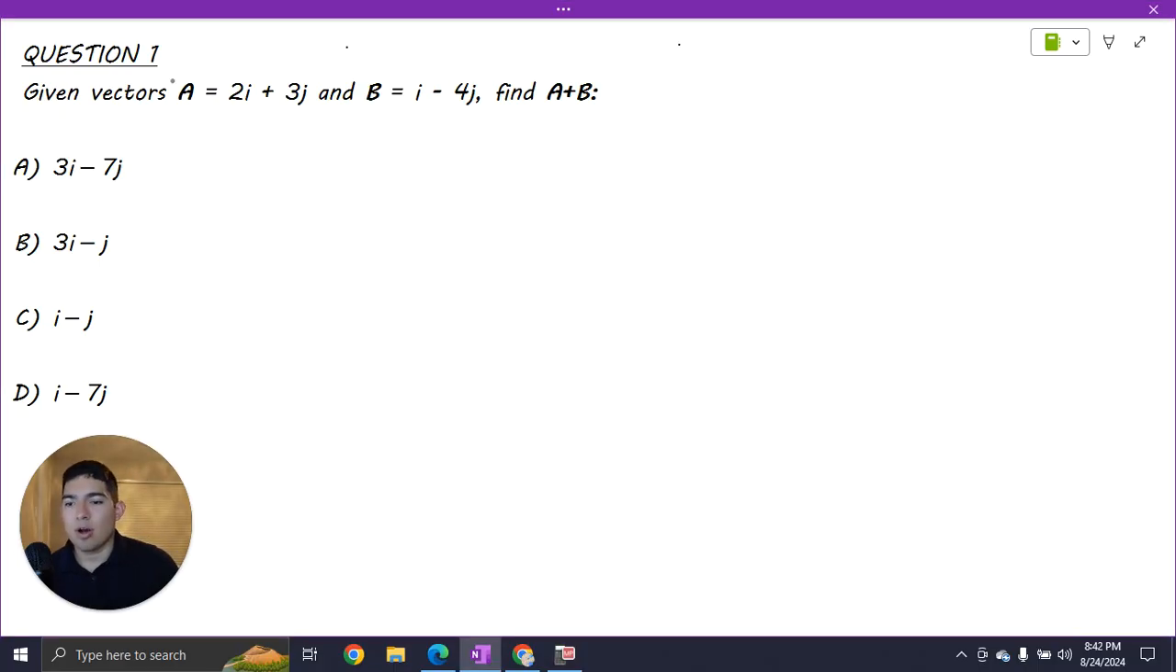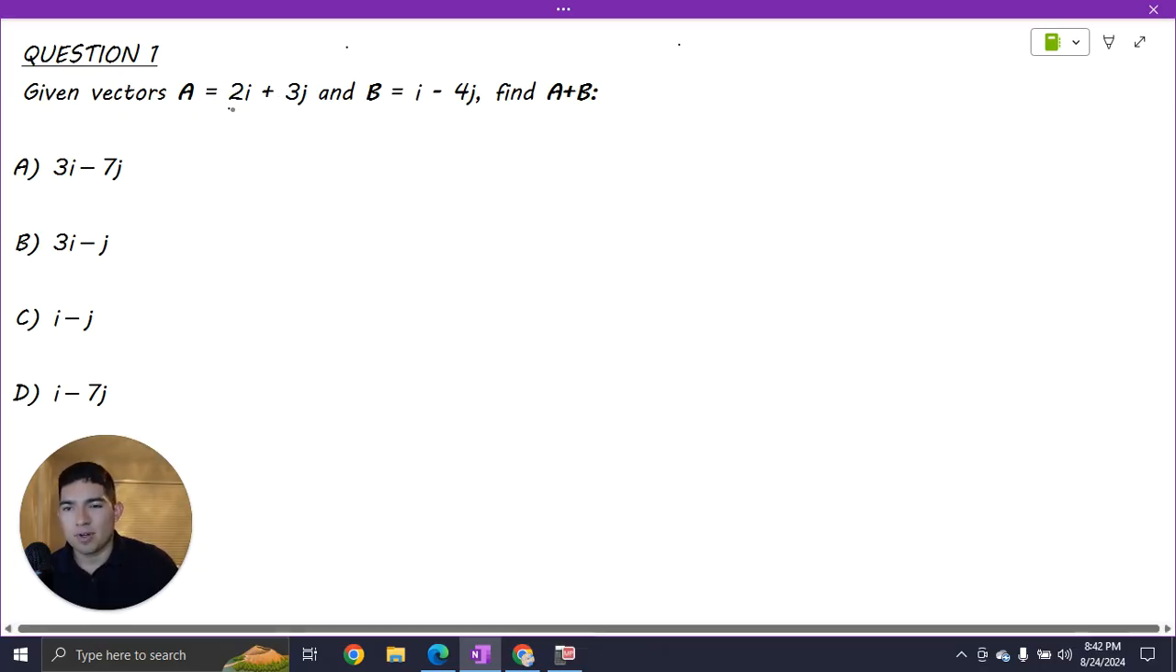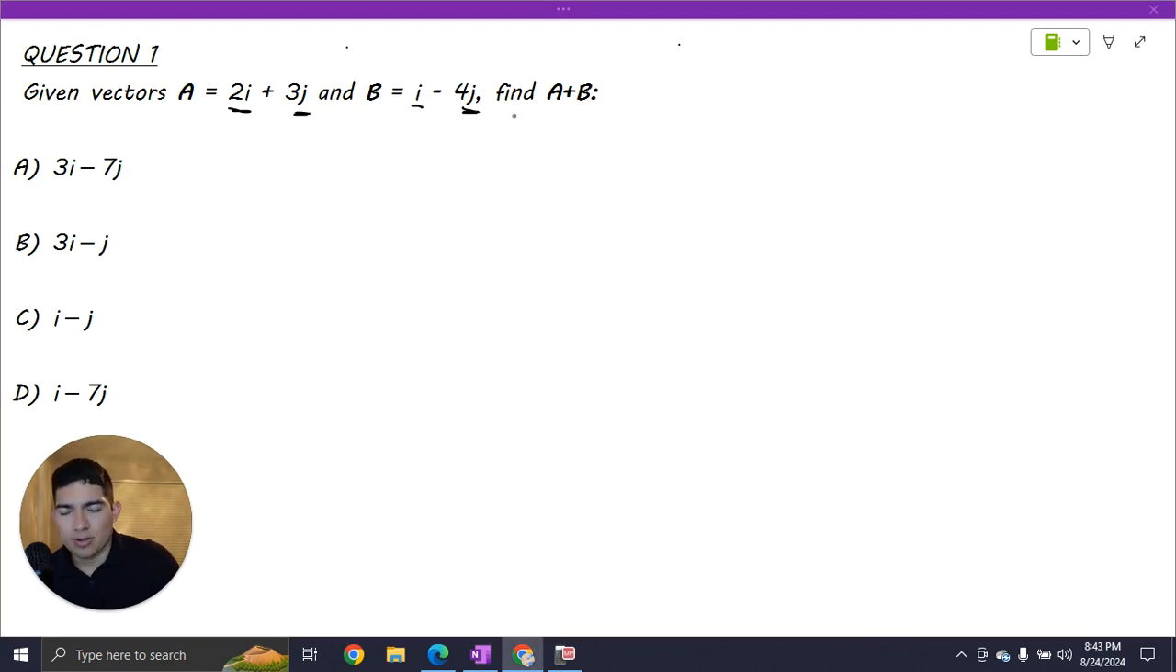Okay, so starting off with number 1, we're given two different vectors and we need to find the addition of those vectors. They have different components. They have an i component and they have a j component. So let's go ahead and do the addition. The way that we're going to do this vector addition is by adding the different components separately. So in this case, we need to do a plus b.